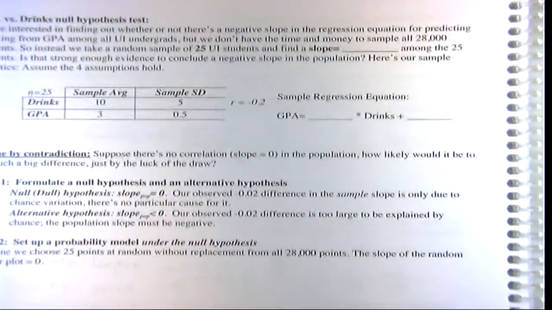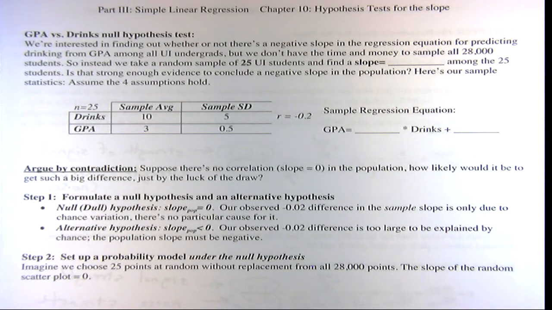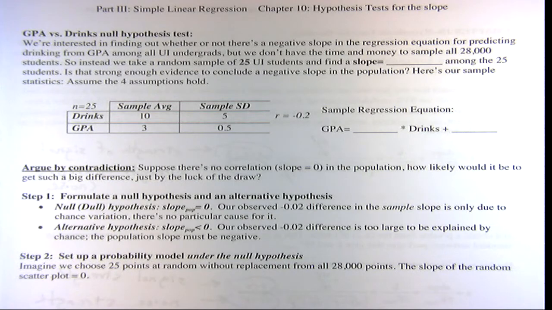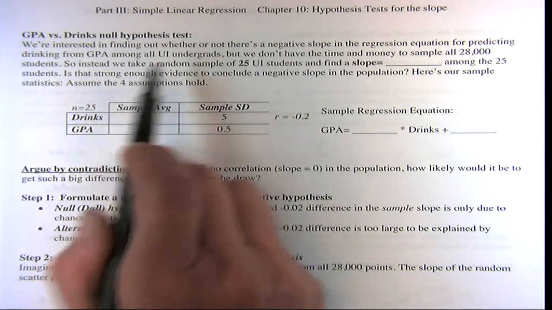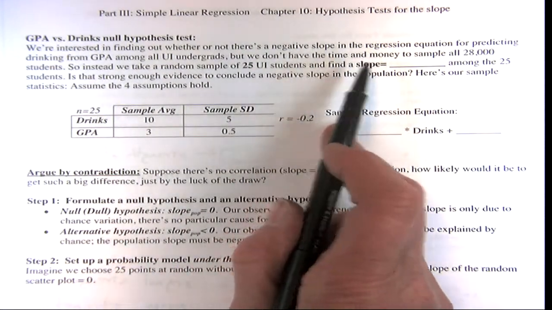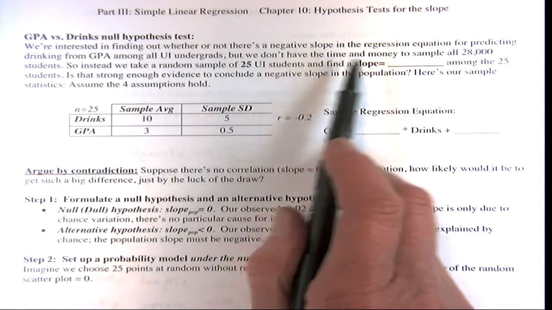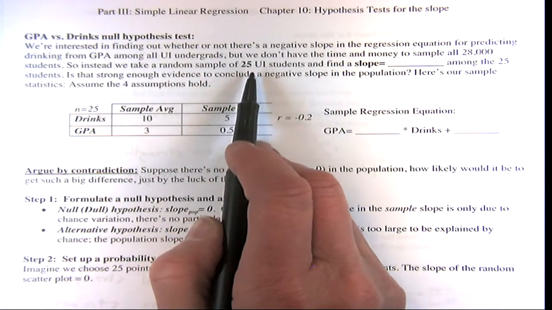All right, so let's go back to our example and do the same example that we did with confidence intervals using a hypothesis test. That's on page 42, GPA versus drinks. So this so far is a repeat. We're interested in finding out whether or not there's a negative slope in the regression equation for predicting drinking from GPA among all U of I undergrads. But we don't have the time and money to sample all 28,000 of them, so instead we take a random sample of 25 U of I students.